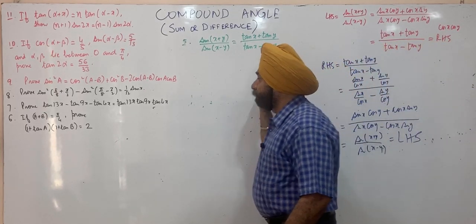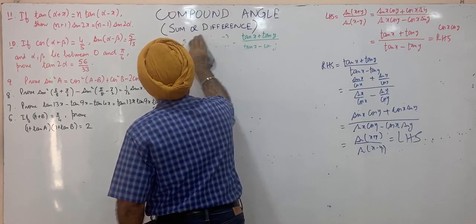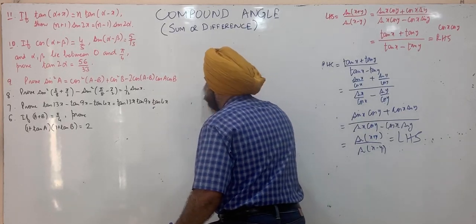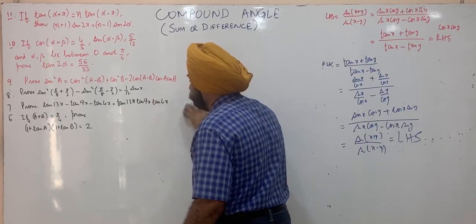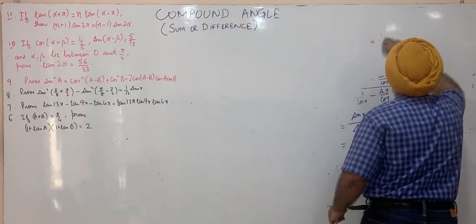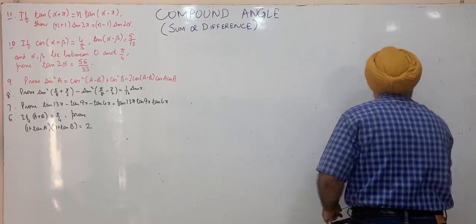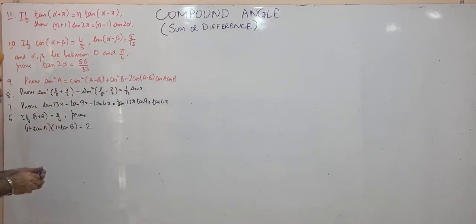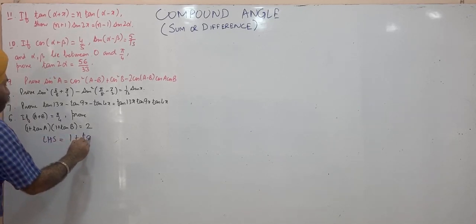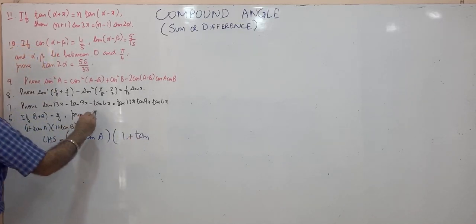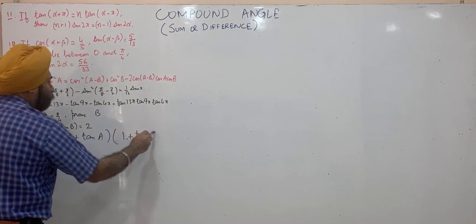Coming to the next one, sixth question. We are given the sum of alpha and beta is pi by 4. And we have to prove the value of 1 plus tan A into 1 plus tan B is equal to 2. So we start from left hand side. This is 1 plus tan A into 1 plus tan B. B we write as pi by 4 minus A.